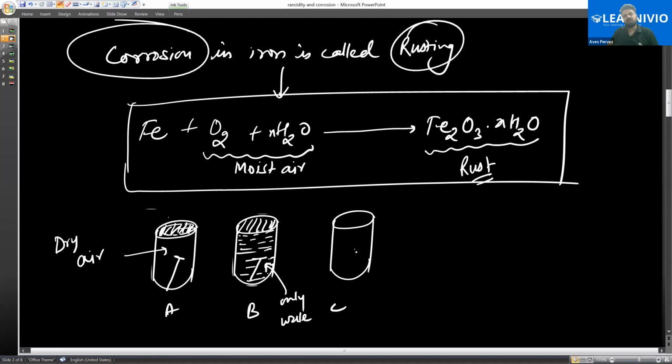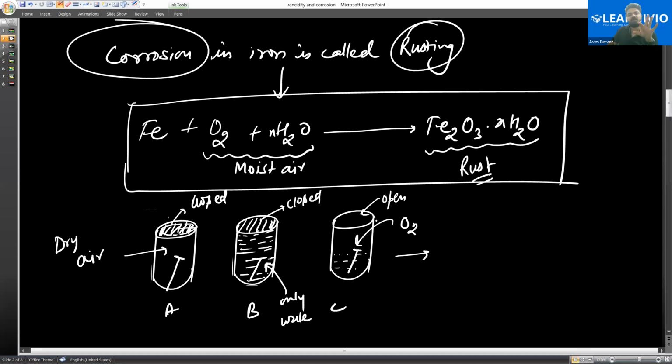If you have an iron nail with water plus oxygen: this test tube is open, this one is closed, and this one is also closed. So we'll notice that the rusting will occur most in test tube C.